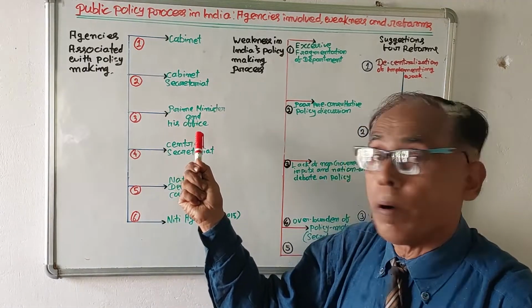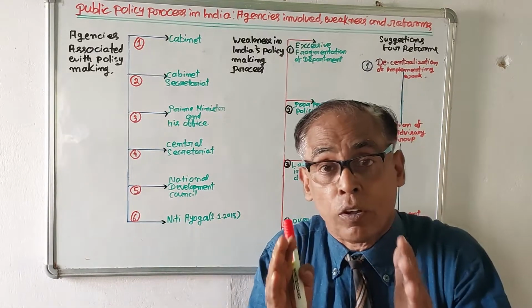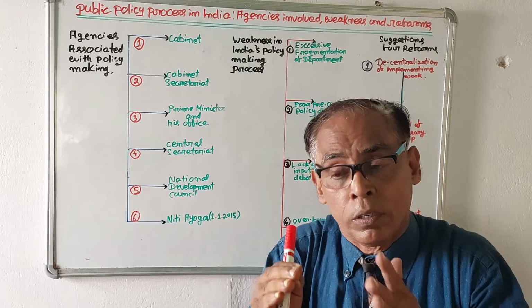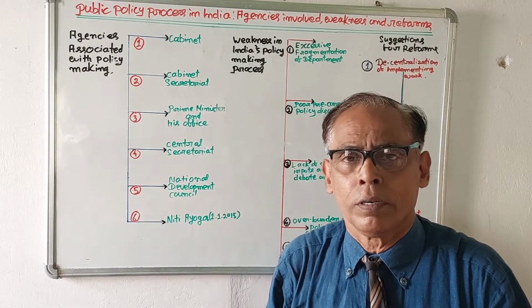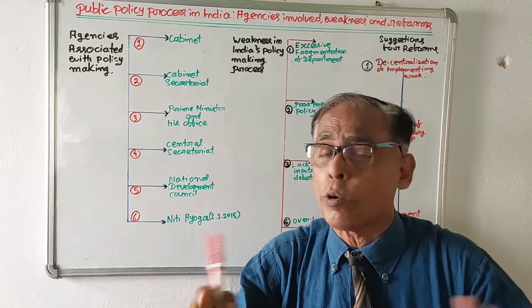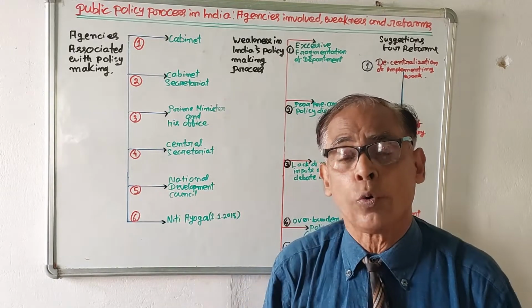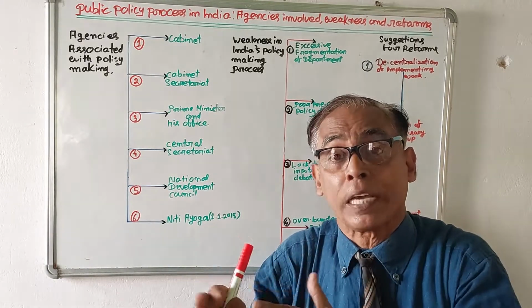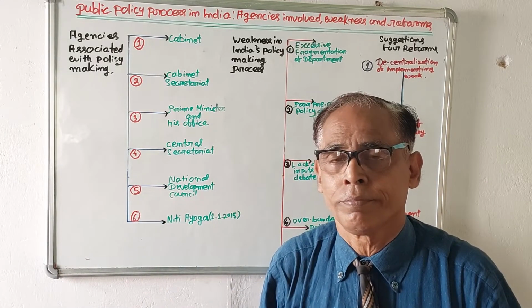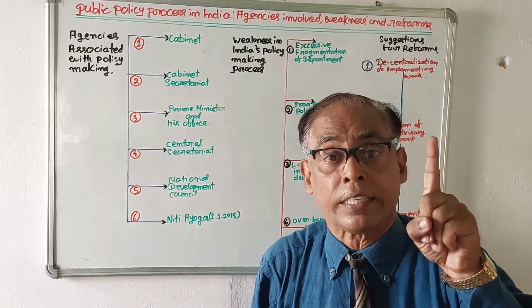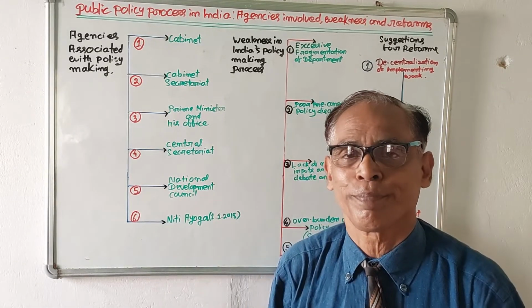Number 3, PMO office. The PMO office also plays an important role in the formulation of public policy. Prior to 1964, there was no Prime Minister's Office. In 1964, when Lal Bahadur Shastri became the Prime Minister of India, he formed, for the first time, the Prime Minister's Office by taking one secretary, 3 joint secretaries and some staff.